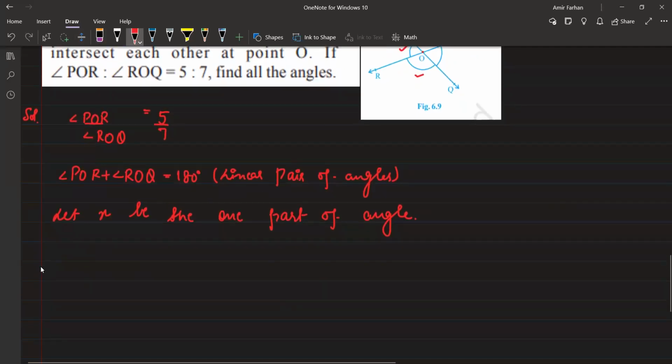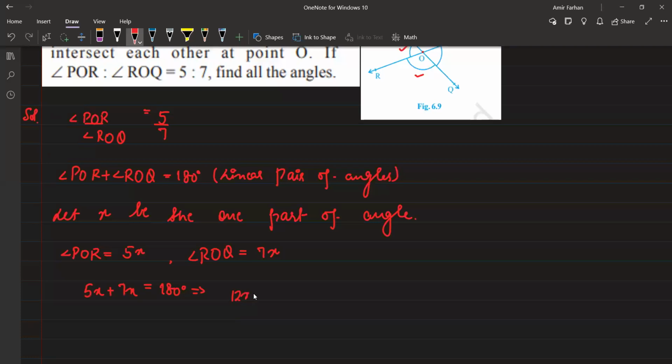So can I write angle POR as 5x, angle ROQ as 7x? Yes or no? Yes. Simrat and Abdul, please let me know, because this part is very crucial. These kinds of questions can be solved in two ways, and this is the simplest one which I am telling you. Is that clear to you? Yes. So now the question is saying POR plus ROQ is equal to 180. So you have to put the value of POR and ROQ, which is 5x plus 7x, equal to 180.